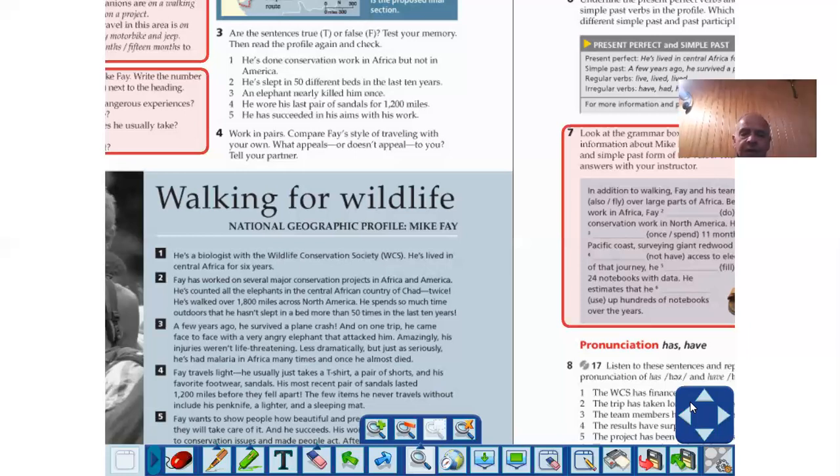All right. Okay. So it's interesting, his life. He has lived in Central Africa for 6 years, and he has worked in several conservation projects in Africa and in America. And this is interesting. He has counted all the elephants in Central African country of Chad twice. He has counted 1, 2, 3, 4. He knows how many elephants there are in there. Okay. He has also survived a plane crash. He hasn't slept too much in beds.